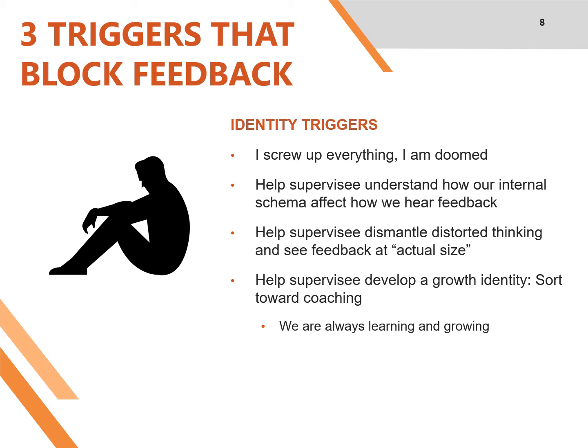As a supervisor, you need to address the internal schema that is filtering this feedback into something very different. So you have to address this point: when you say that she needs to work on case conceptualization skills, what do you mean by that? You don't mean that the supervisee is doomed. You don't mean that the supervisee is not a good person. You don't mean that the supervisee is not an effective counselor. So you have to sit with your supervisee and help them understand exactly what the feedback means, because the supervisee may interpret it very differently. So this is the third kind of trigger that you may see.